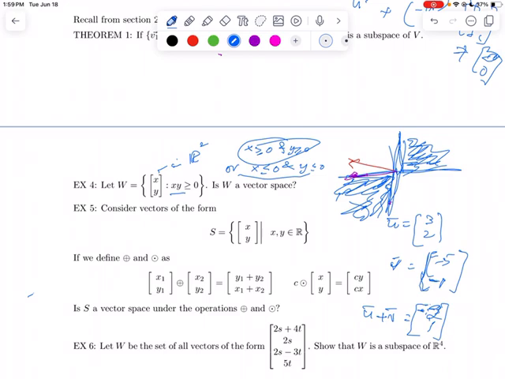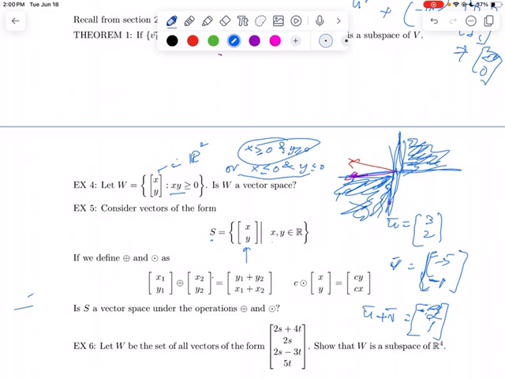Okay, next example, consider the vectors of the form S, x, y, where x, y are real numbers, which is our usual way of writing. So S, we could say, is a subset of R2 because this is in R2. We may not be able to say that S is the whole R2, but it looks like maybe a subset of R2.